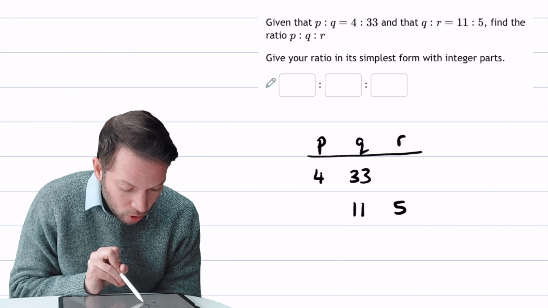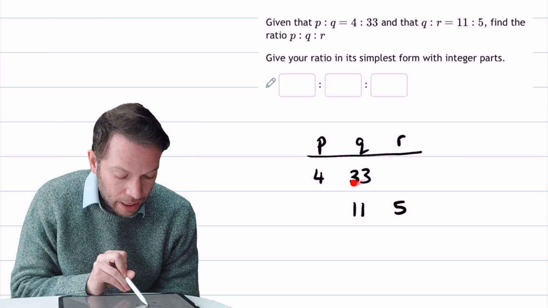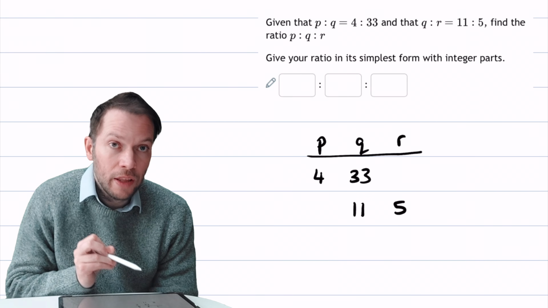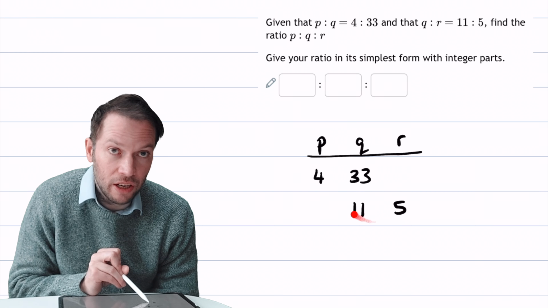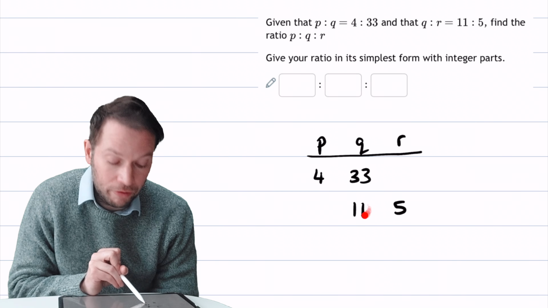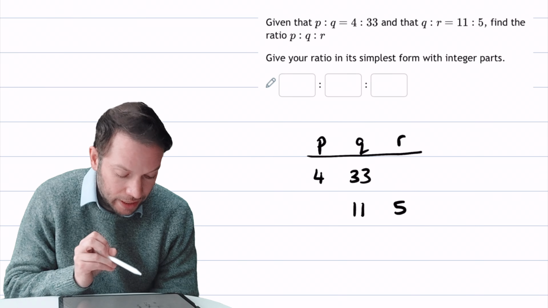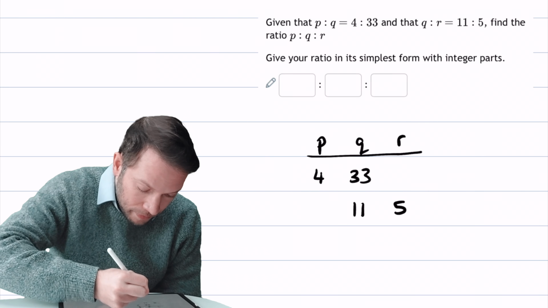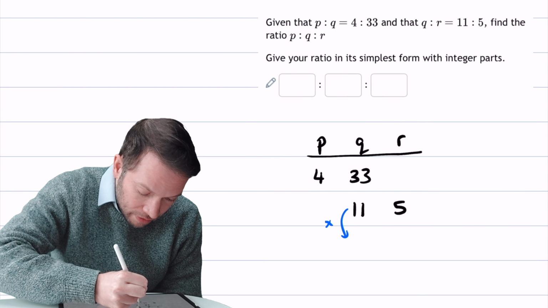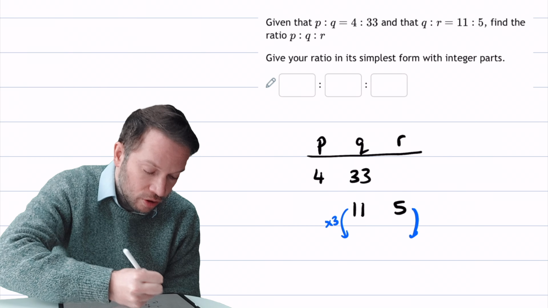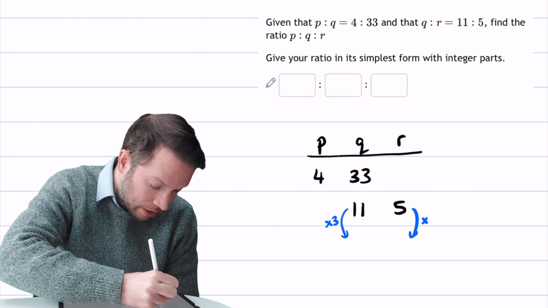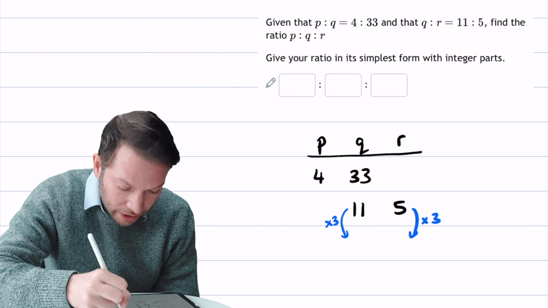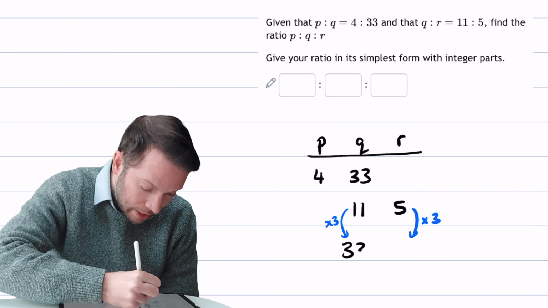Now, what do 11 and 33 have as a common multiple? Well, they both go into 33, don't they? So this 11 here, if I was to scale it by timesing it by 3, it would be 33 and then match this 33 here. So that's what I'm going to do here. I'm going to times this by 3. And because whatever you do to one part of the ratio, you have to do the same to the other. It's a bit like with fractions. Times them both by 3. That's going to give me 33 and 15.